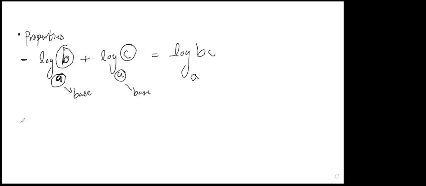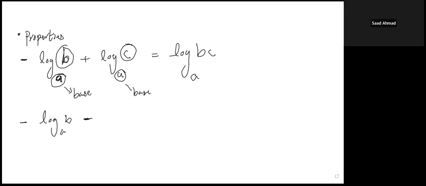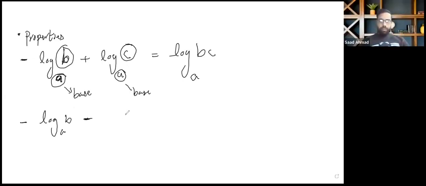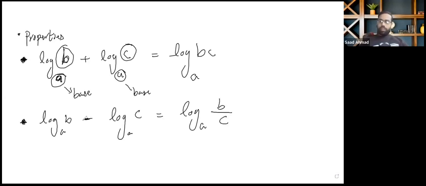Then there is another one, which is about division. When we have the same thing, but the scenario is a little changed, there is a negative sign in between. Then we can write it again as a single log, where the second one, the one with the negative sign, will be in the fraction down there, dividing.